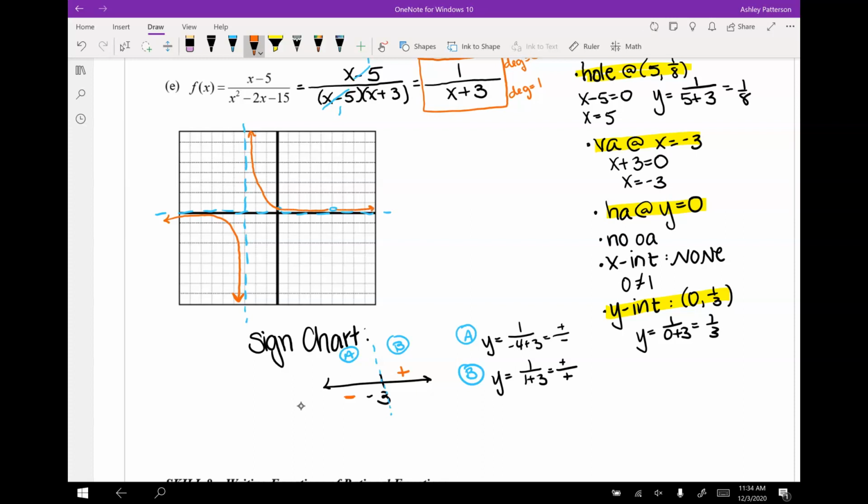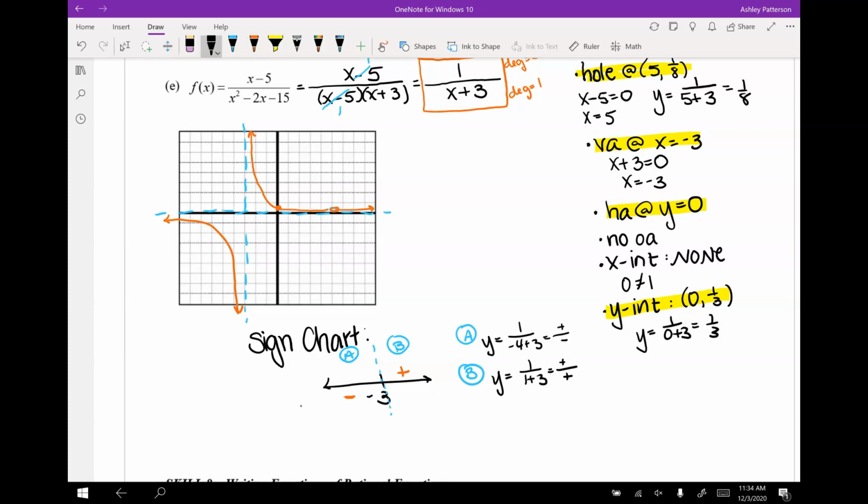Now, we don't go through the hole because, and sorry, I don't like the way this looks. We don't go through the hole because that is a value that our function doesn't exist at. Okay, but we kind of jump over it in a sense. Sweet. Okay, let's talk about domain and range.